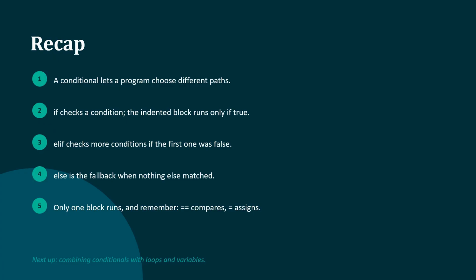Fifth, only one block runs, and remember, double equal compares, while a single equal assigns. In an if we cannot use a single equal operator to compare something, we have to use the double equal operator. That's the thing people usually forget, and it's a syntax error, so you cannot run that code because of the error.